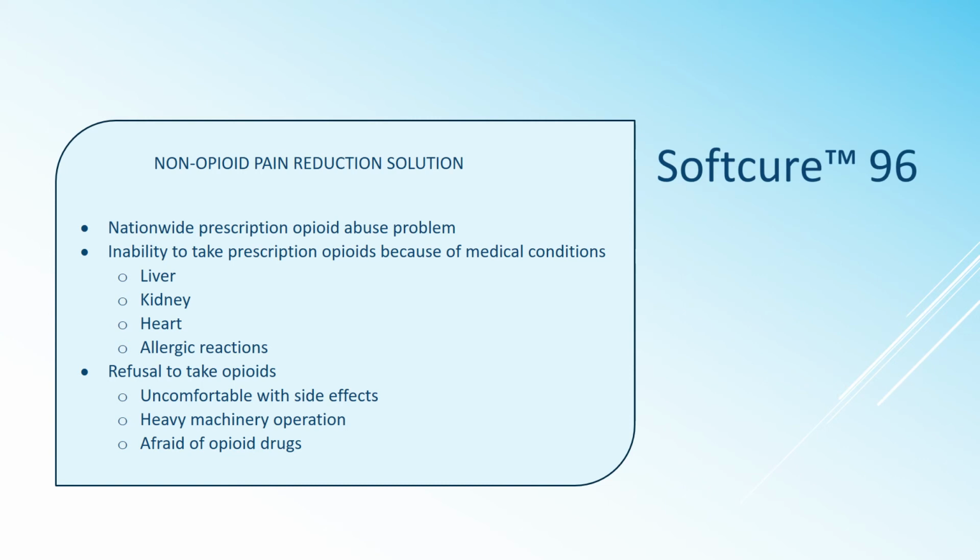There are many people who cannot take pain pills because of existing medical conditions. There are also people who refuse to take opioid drugs because of the side effects or because of circumstances in their lives which preclude them being able to take them. The Soft Cure 96 can reduce inflammation and pain by blocking the entire inflammatory chain, thus reducing the requirement for prescription drugs.